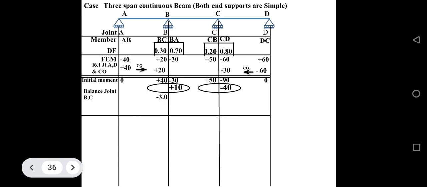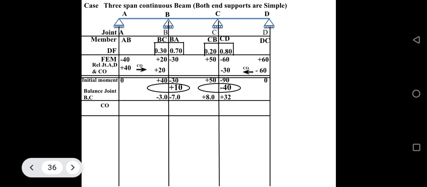In this case the distribution factors are 0.3 and 0.7 and the moment is 10. So 10 into 0.3 is 3, 10 into 0.7 is 7. The unbalanced moment is positive, so when we distribute it, it is to be distributed with the opposite sign, so both sides minus. Similarly, 40 is multiplied by 0.2 and 40 is multiplied by 0.8. The unbalanced moment sign is negative and therefore when we balance, the sign is positive.